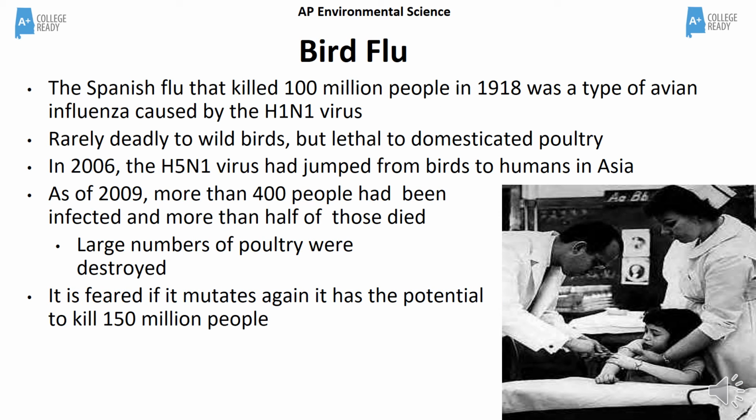The Spanish flu that killed 100 million people in 1918 was a type of avian influenza caused by the H1N1 virus. It is rarely deadly to wild birds, but lethal to domesticated poultry. As of 2009, more than 400 people have been infected, and more than half of those died. Large numbers of poultry were destroyed, and it's feared if it mutates again, it has the potential risk to kill 150 million people.